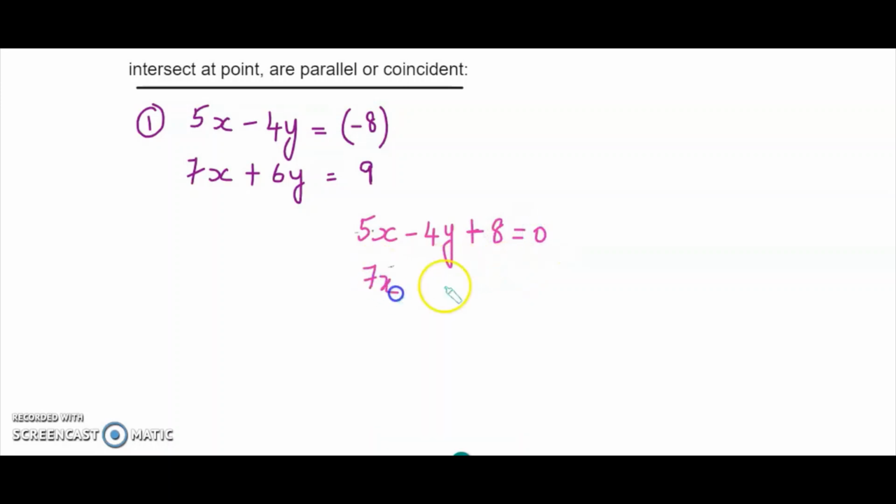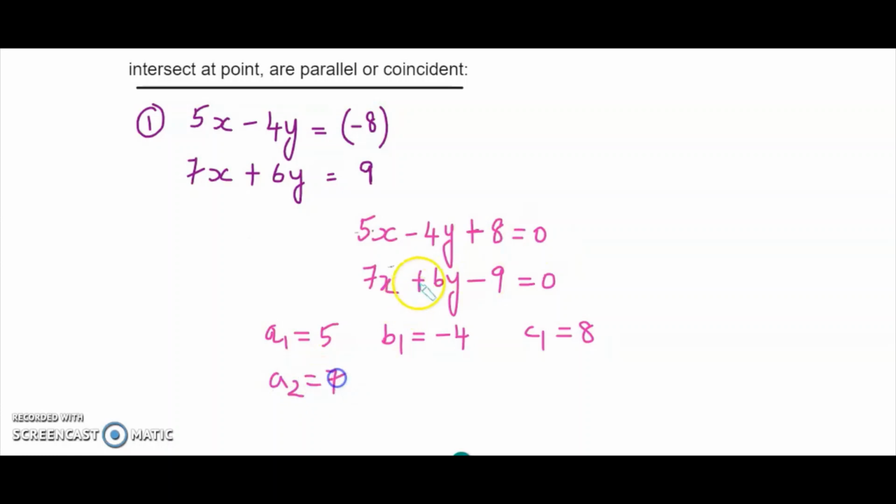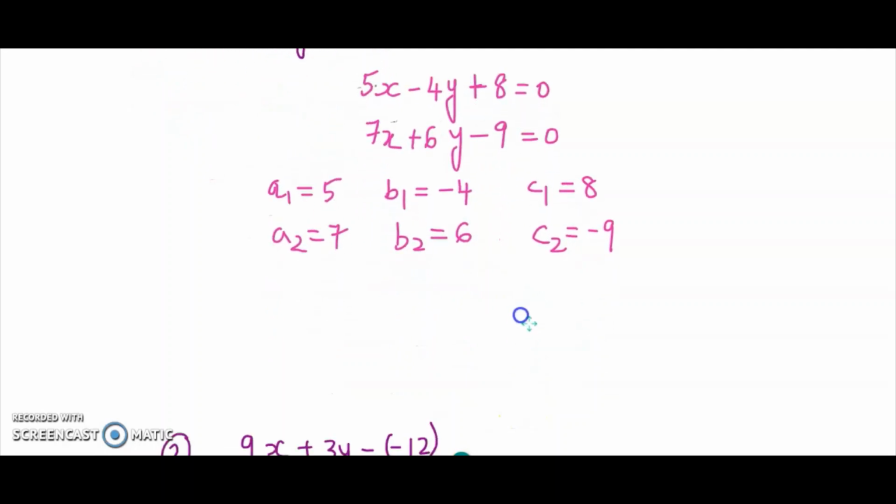And the next equation: 7x plus 6y minus 9 equals 0. First we'll list out a1, a2, b1, b2. So a1 is 5, b1 is minus 4, c1 is 8. That is from the first equation. Then a2 is 7, the coefficient of x in the second equation, b2 is 6 and c2 is negative 9. Again, we are just listing out a1, a2, b1, b2 and c1, c2 from the given equations. Now we'll write the conditions.